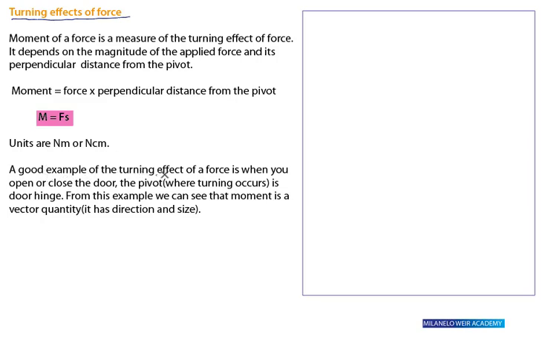A good example of turning effect of a force is when you open or close the door at home. The pivot where the turning occurs is the hinge of your door. From this example, you can see that moment is a vector quantity. It has direction and signs.